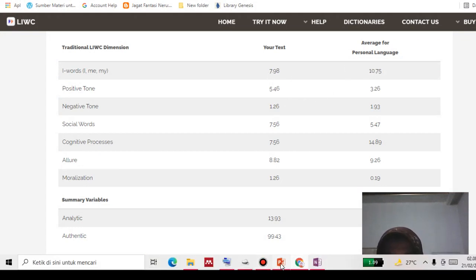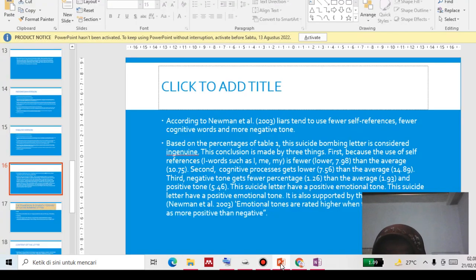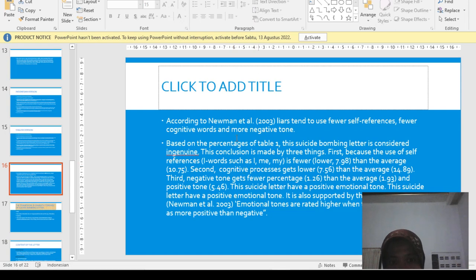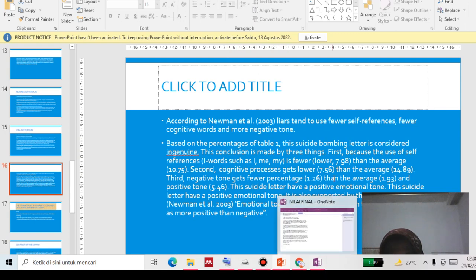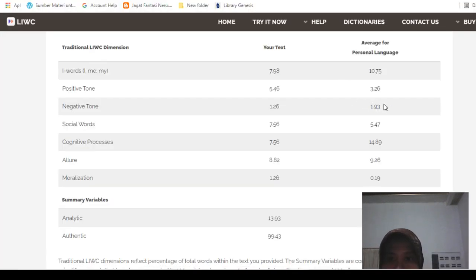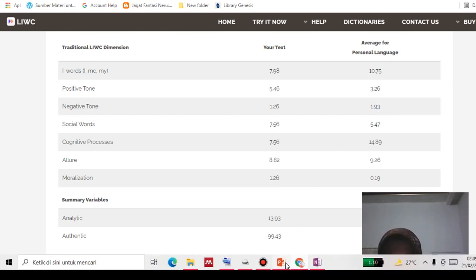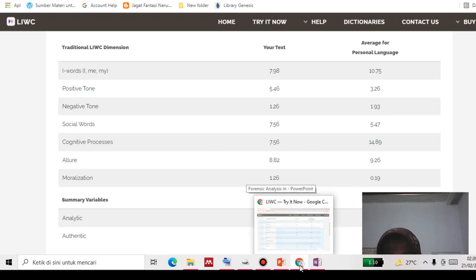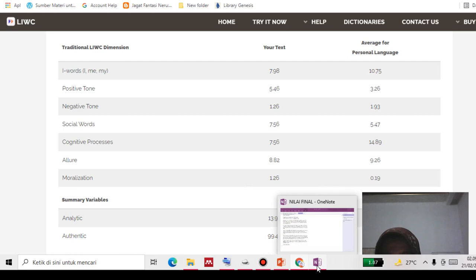And then the cognitive process gets lower, 7.56 than the average, which is 14.89. And the last, negative tone gets fewer percentage or lower than the average, which is 1.993. I'm so sorry.